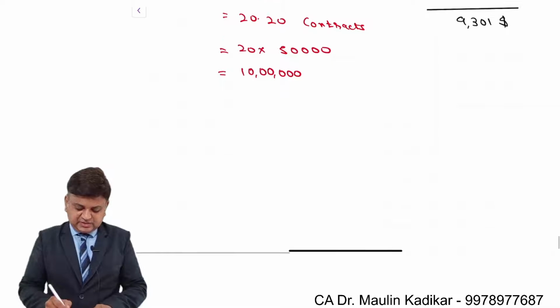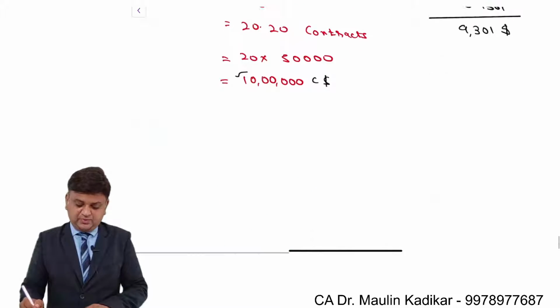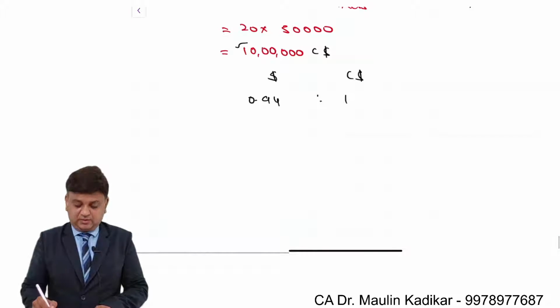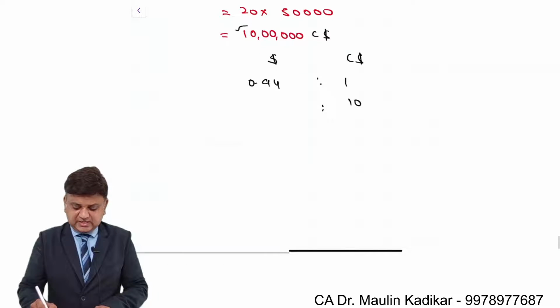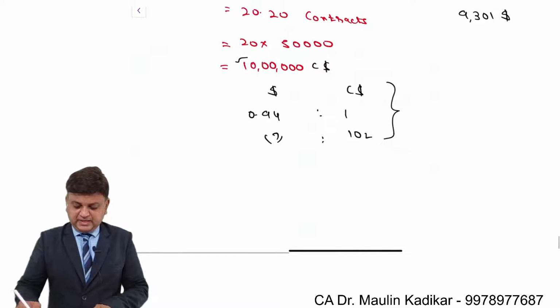And as far as the 10 lakh Canadian dollar is concerned, the exercise price is $0.94 per Canadian dollar. So to buy 1 Canadian dollar, you have to pay $0.94. So for 10 lakhs Canadian dollar, this is the amount of dollar that you have to pay. So kindly use your calculator. 10 lakhs into 0.94. That comes to $9,40,000.